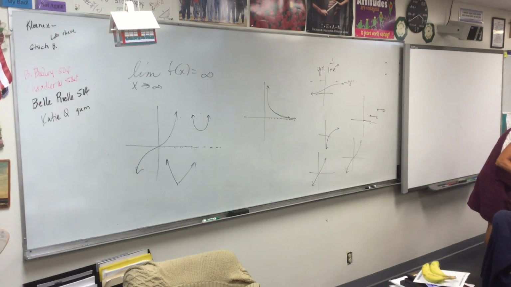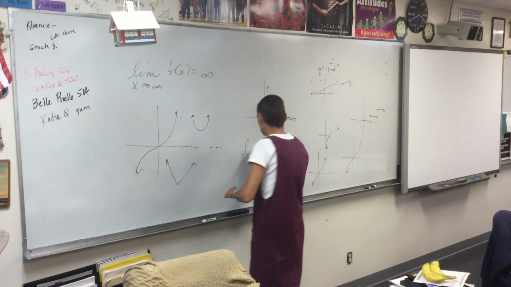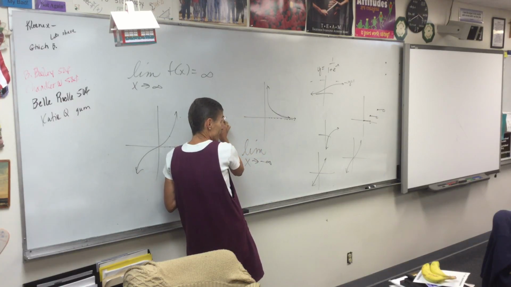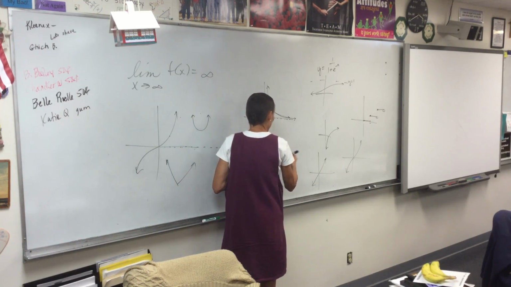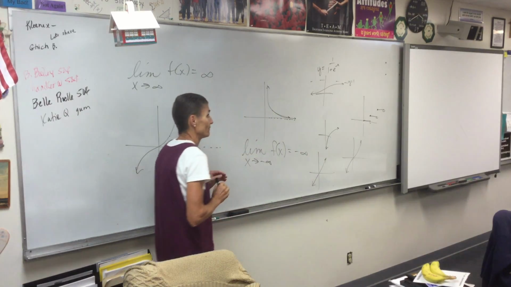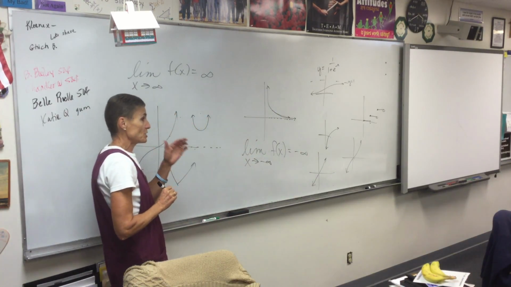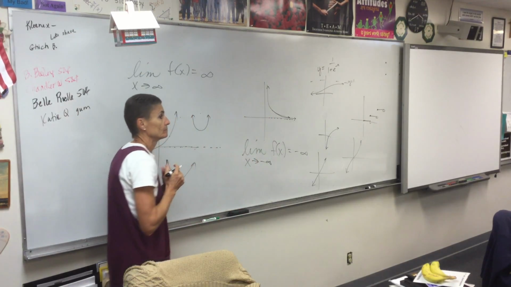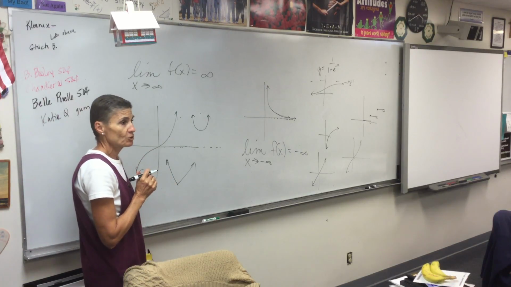Let's do one more. Number 26. Okay, now tell me what 26 means. As we go to the left, it goes down. See, look, it says the limit as x approaches negative infinity. Okay, so now we're going this way. The function, or y, also approaches negative infinity. So which pictures, as you go left, you also go down? As you go left, you also go down.